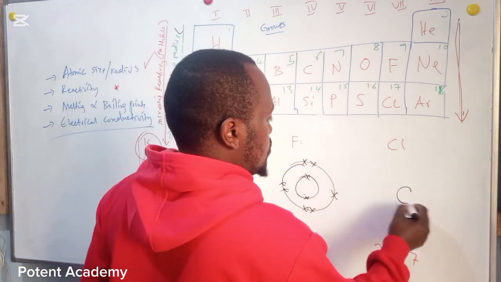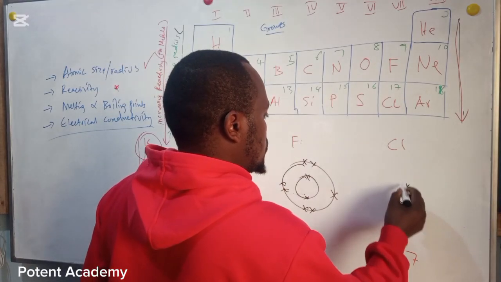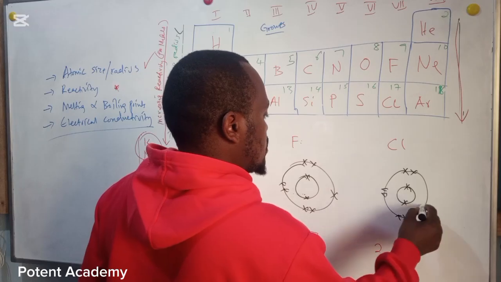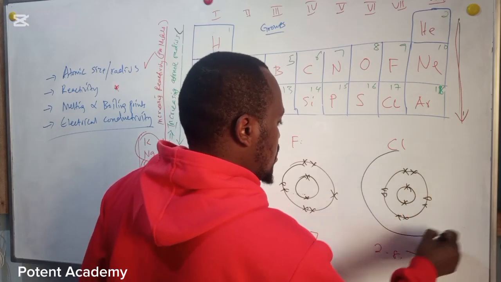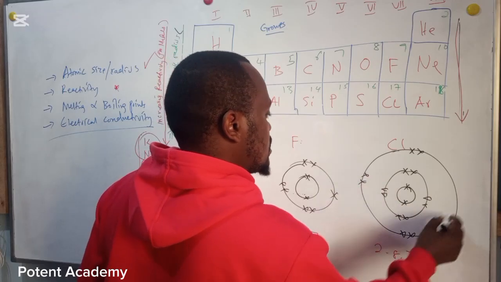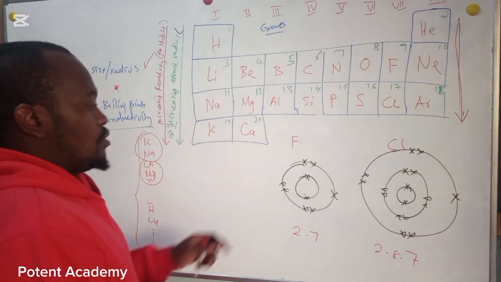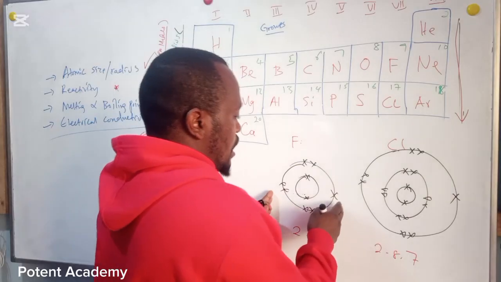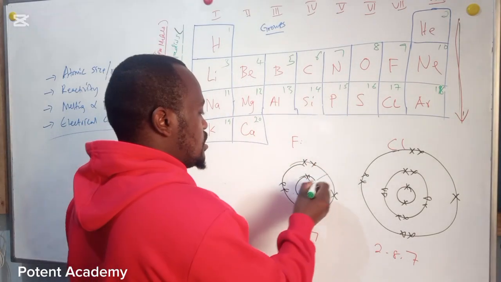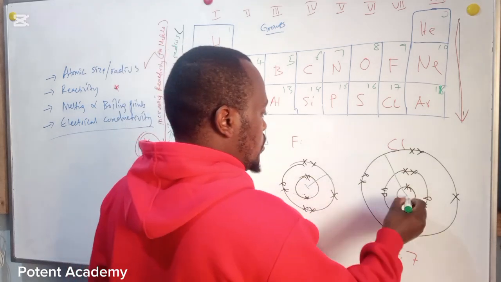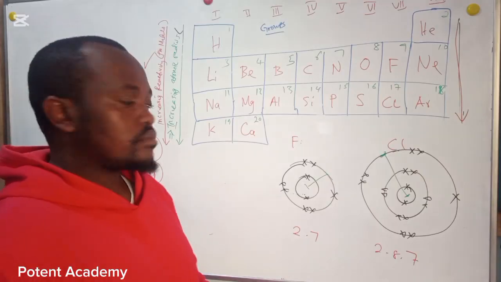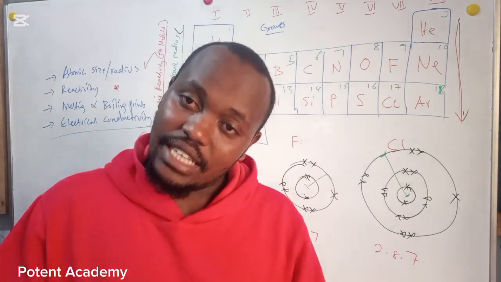While this has 1, 2, 3, 4, 5, 6, 7, 8, and 1, 2, 3, 4, 5, 6, 7. So we have this: fluorine has a smaller radius compared to chlorine. This one is smaller, while this is larger. Now, how do metals react?